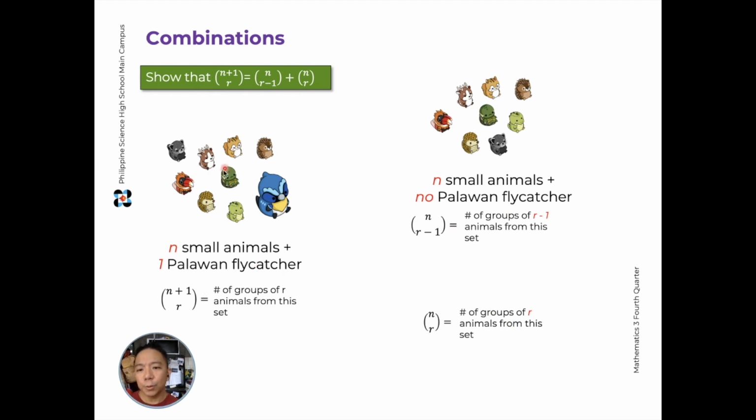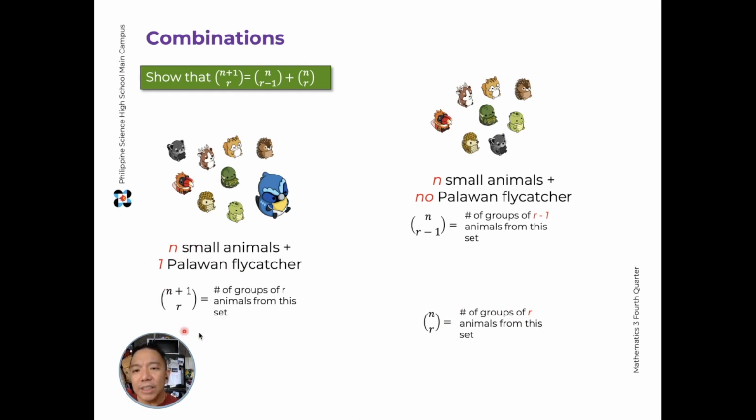Dito sa group na to, na meron akong n plus 1 kasama si flycatcher na animals, tas meron akong groups of r, yung groups na yan na tig-r, andyan yung mga groups na kasama si Palawan flycatcher at yung groups na hindi kasama si Palawan flycatcher. So now, this group na may tig-r animals, wala naman si Palawan flycatcher dun sa choices. Yung number of groups na to, pareho yan sa number of groups dito na wala si Palawan flycatcher.